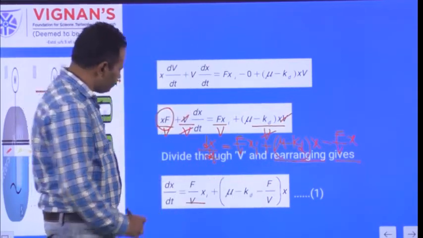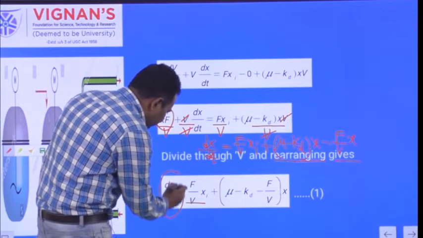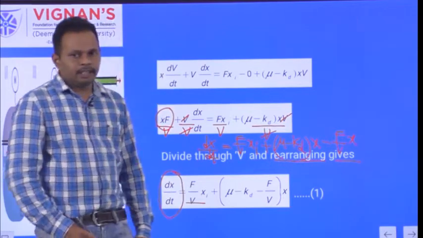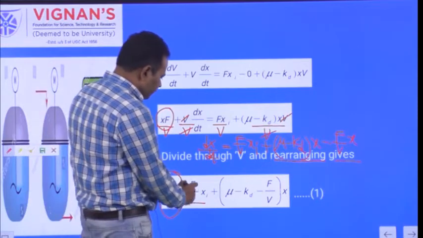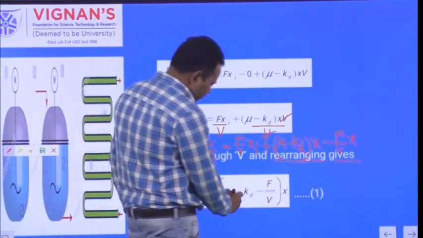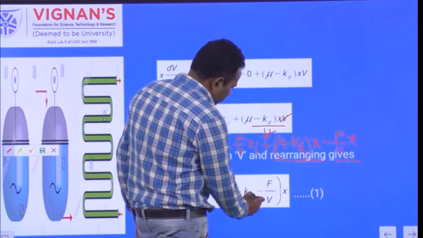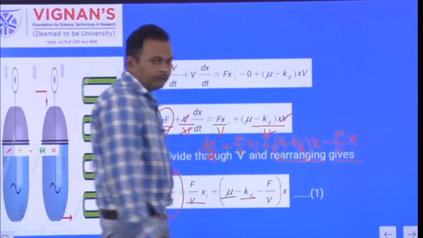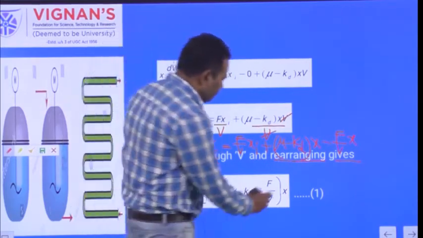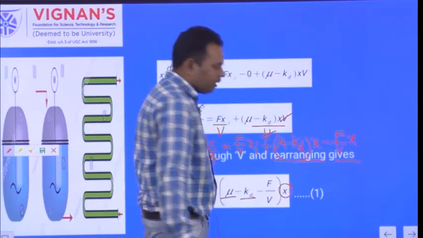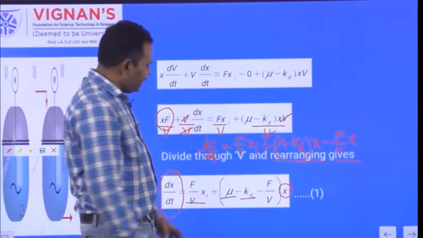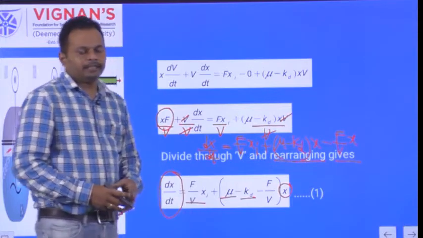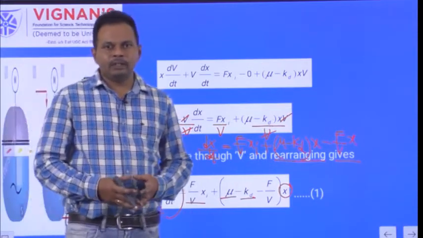What does this equation 1 say? In a fed batch fermenter, the cell concentration change with respect to time depends on the F by V value, where mu is the specific growth rate of the cell and kd is the death rate constant, and also it depends on the x value. x is the cell concentration that exists within the fed batch fermenter. F by V can be written as the dilution rate D, so D is equal to F by V.